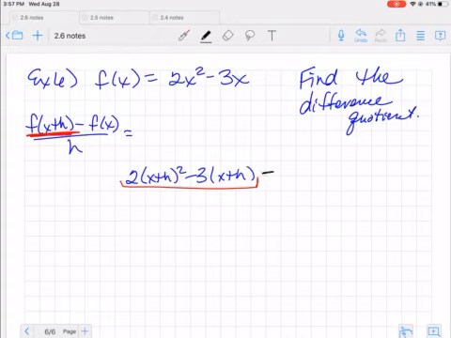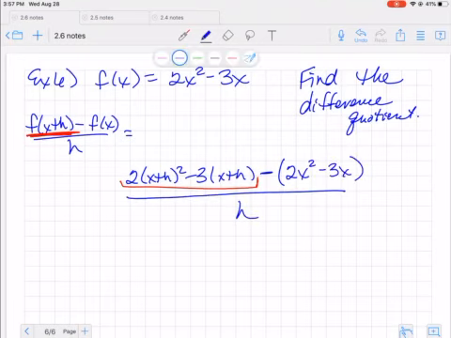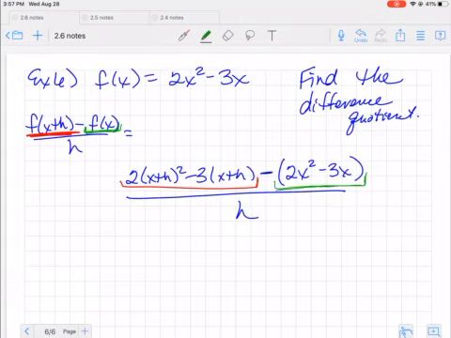Then I'm going to subtract just my f of x function, which is 2x squared minus 3x. That whole thing is over h. So I'm subtracting that f of x part. Plugging in the x plus h to my original function, it's a substitution, right? Then I'm just subtracting out my regular function.